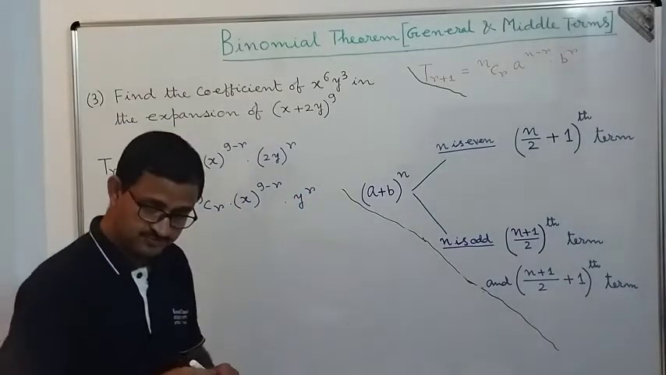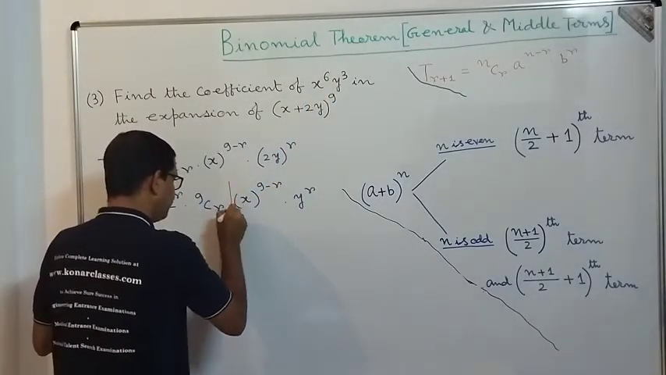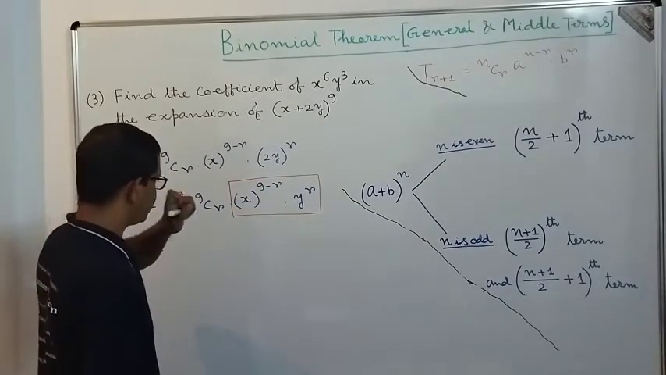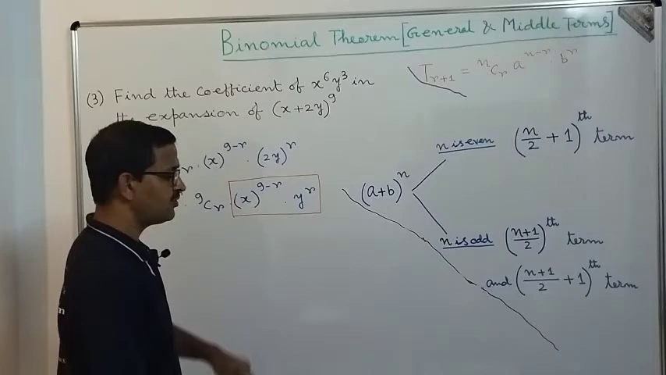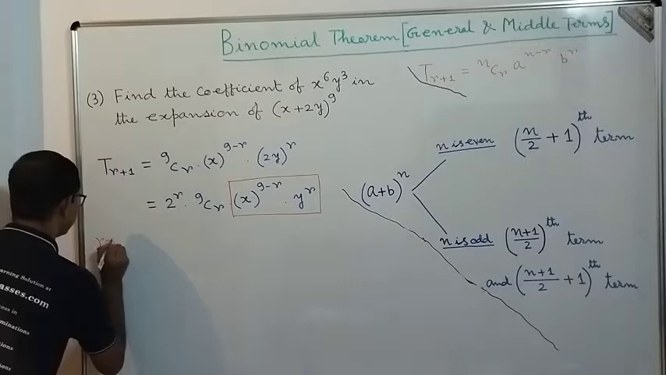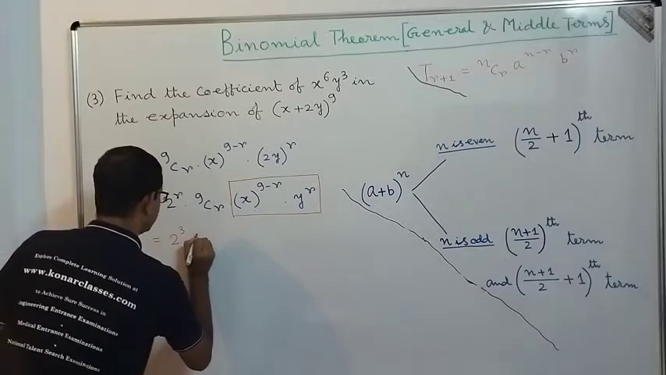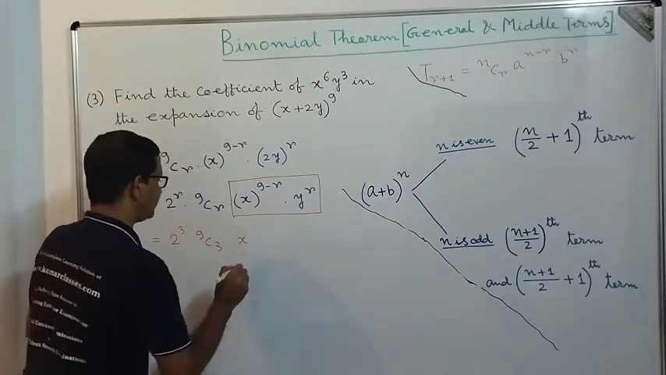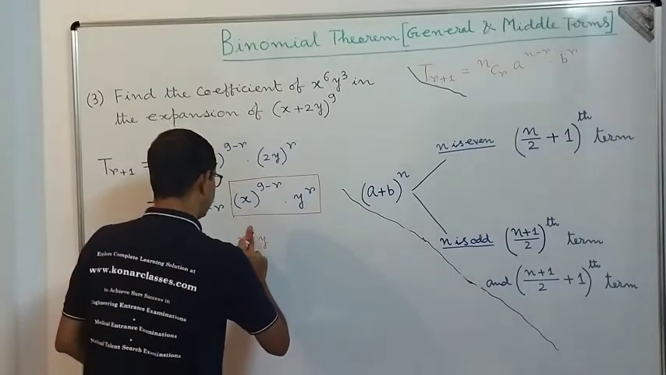So according to the question, we need to find the coefficient of x to the power 6 into y to the power 3. That means we need to choose the value of r such that the x power is 6 and the y power is 3, and for that we take r equal to 3. Now if r is equal to 3, then we get 2 to the power 3 into 9c3 into x to the power 9 minus 6, that is 3, into y to the power 9 minus 3. Let me write completely.